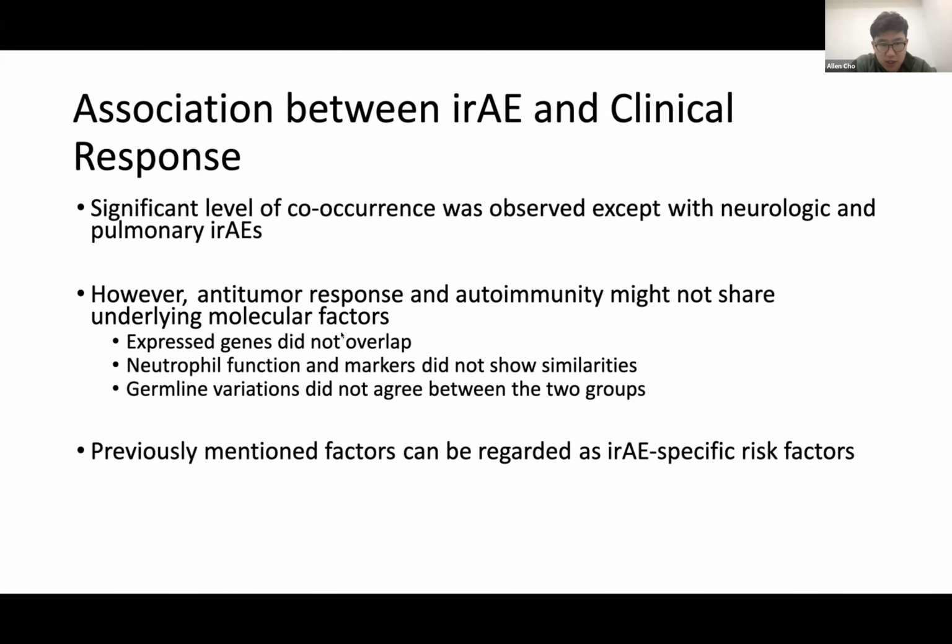Things like the expressed genes didn't overlap. The neutrophil functions and markers were all different. The germline variation between the groups was all different. So what they found was that it wasn't actually causative, but they were all regarded as just specific risk factors for developing adverse events. While they might occur together, they were possibly not linked.